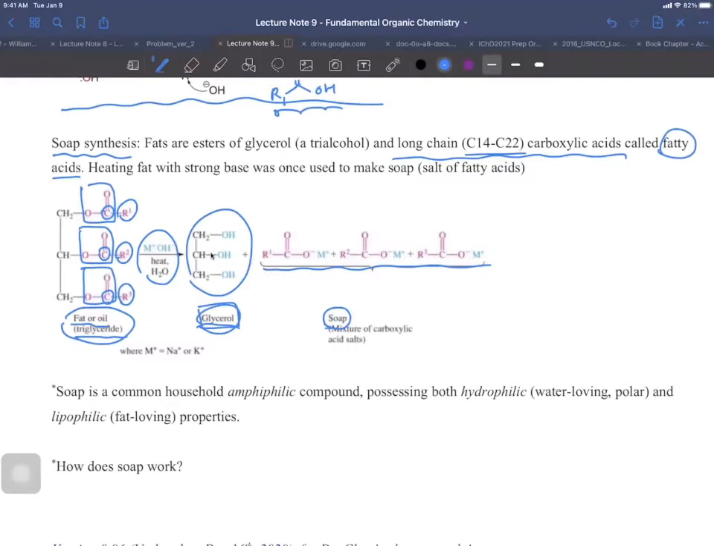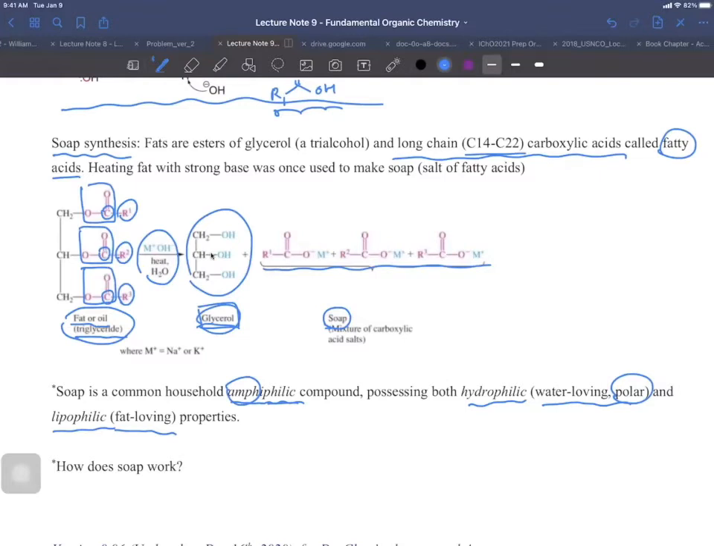The soap is a commonly used household amphiphile, or amphiphilic compound. Amphi means two. Philic means has affinity to something. So it means it has two different affinities to different stuff. It means one side is hydrophilic, water loving, basically polar. Another side we call lipophilic, or we can say hydrophobic, which means doesn't love water but loves fat, fat loving.